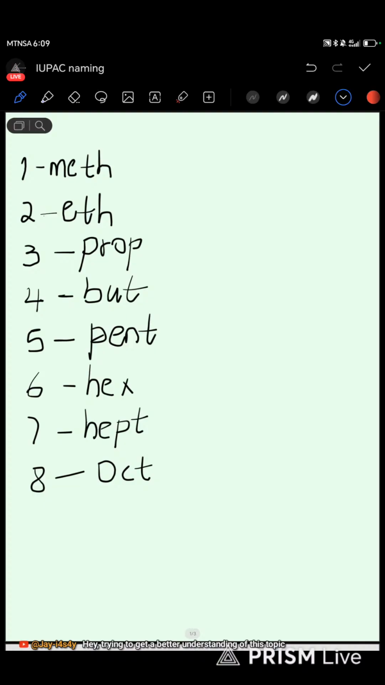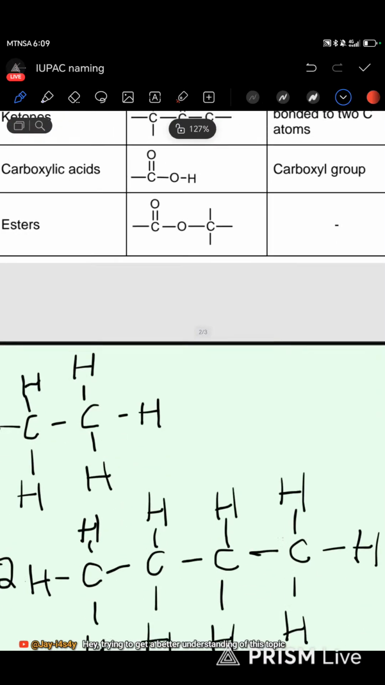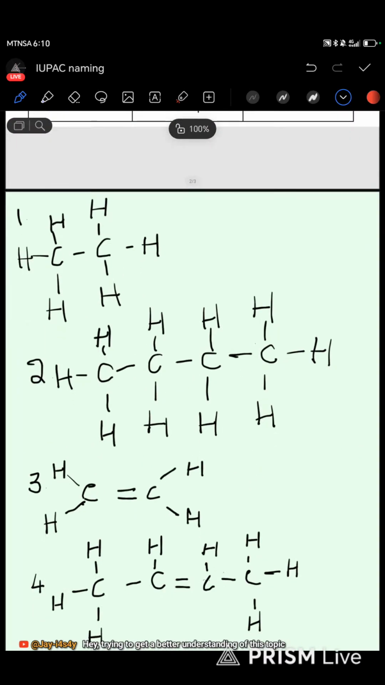So step number one in naming organic molecules is determining the longest chain. We call this the parent chain. So first you have to determine the longest chain. For now, I'm looking at compounds that do not have branches so that we can get a better understanding of how to name these compounds before we make it complicated by adding branches.